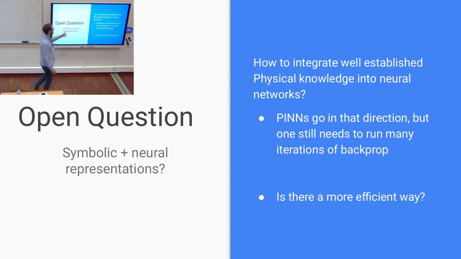I mentioned one direction, these physics-informed neural networks, which at least bring a little bit of previous symbolic knowledge there. But they still need to train the neural network, doing a lot of steps of backpropagation, a lot of iterations, to somehow distill a little bit of that knowledge into the neural network weights. But it's still very inefficient, right? So an open question is, is there a more efficient way? I think it's also one thing that you're interested in: how do you incorporate previous knowledge that is already well distilled into neural architectures? So, with this I conclude this part.